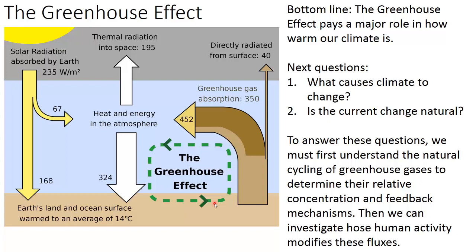For us to answer either of those questions, first we have to understand how greenhouse gases naturally cycle in our atmosphere. We need to know those cycles to understand their relative concentrations and what might change how much of those greenhouse gases is in the atmosphere. Once we're able to answer that question, then we can start to investigate how human activities modify these fluxes.